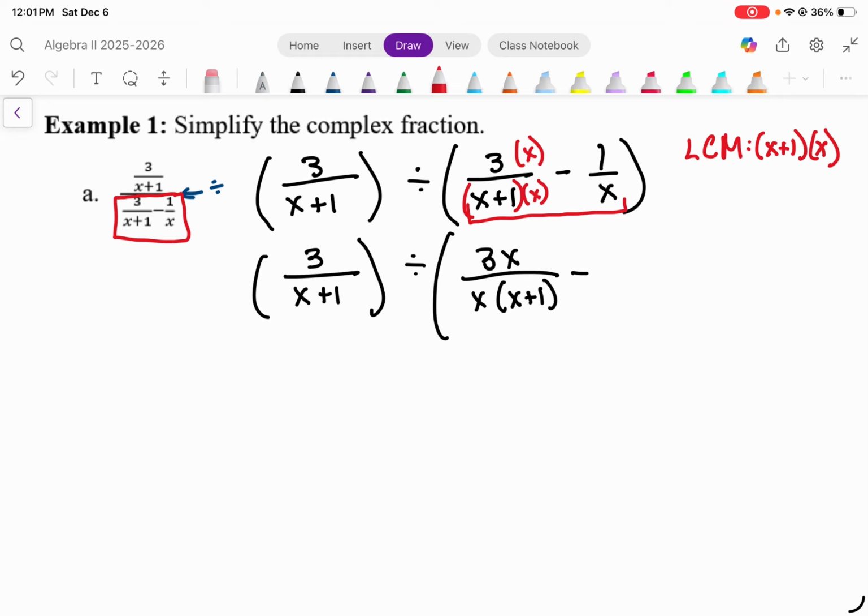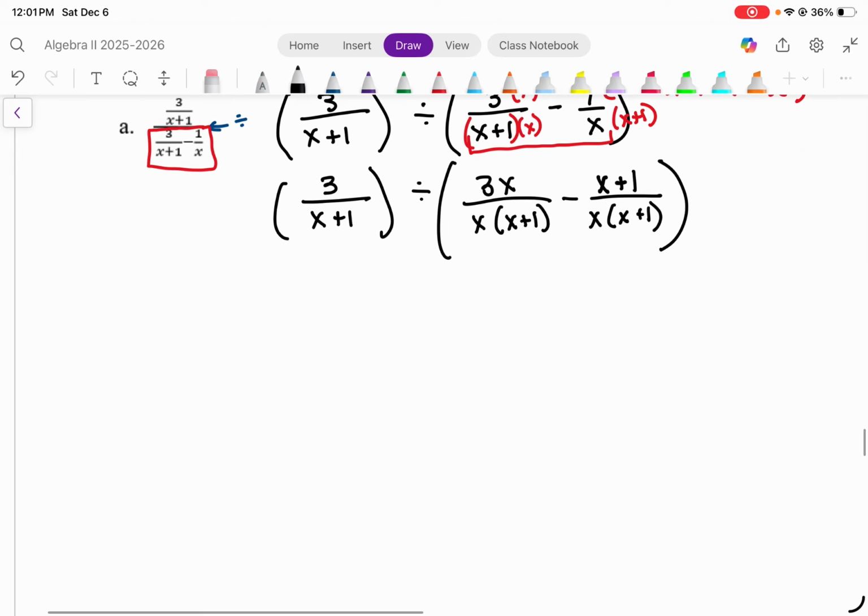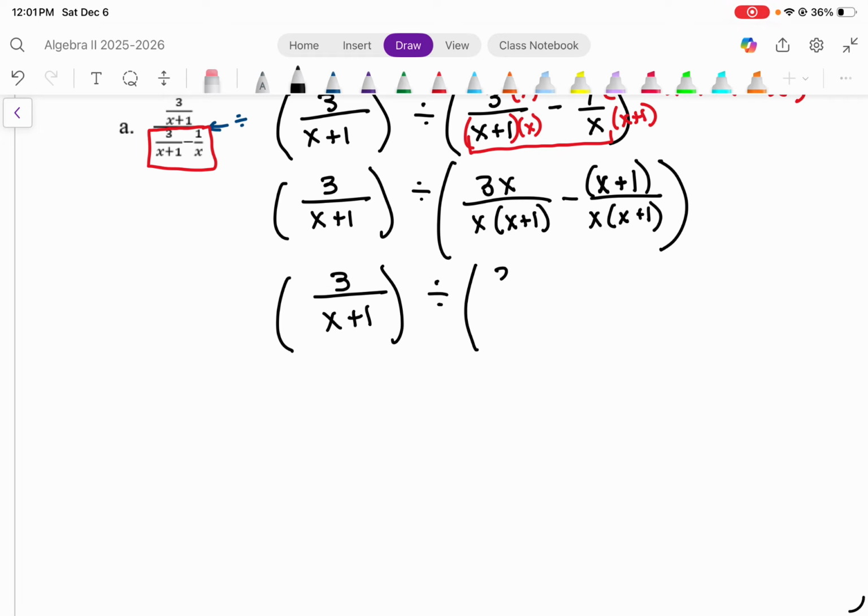Then minus, and this fraction already has x on the bottom, so we're going to do that x plus 1 times both the top and the bottom. And that would give us x plus 1 over our common denominator. Okay, now we can combine them. Sorry, I meant to put parentheses there, but because they have a common denominator, this first fraction, again, doesn't change yet. And then we would have 3x minus x plus 1 all over our common denominator.